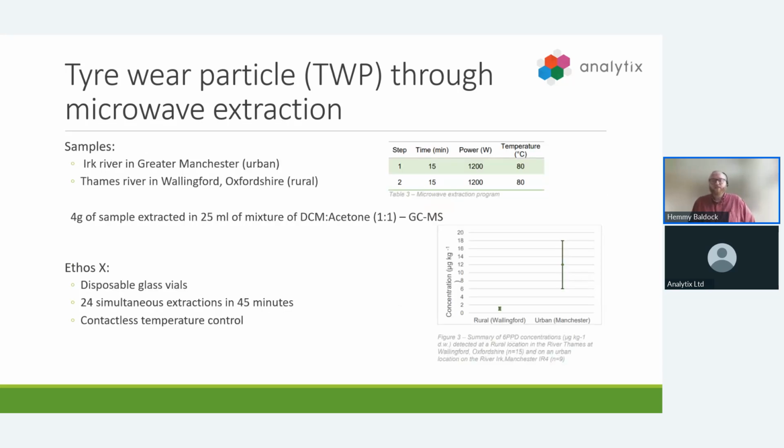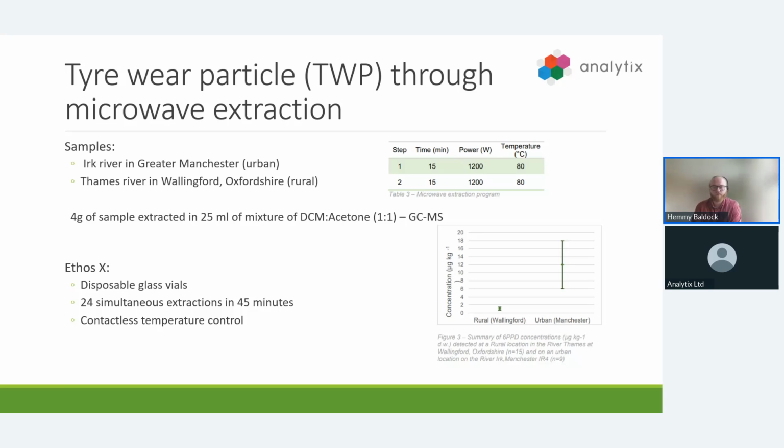So the sediments were collected in 3 replicates from 2 different sites along UK rivers. The first being the River Irk in Greater Manchester, which is an urban site, while the second being a rural site on the River Thames in Oxfordshire. 4 grams of field samples were homogenized and dried, then transferred into the glass disposable vials of the FastX24 rotor. For the recovery studies, all the sediments were spiked with a recovery standard of D10 fluoranthene, an analogous compound of 6 PPD.